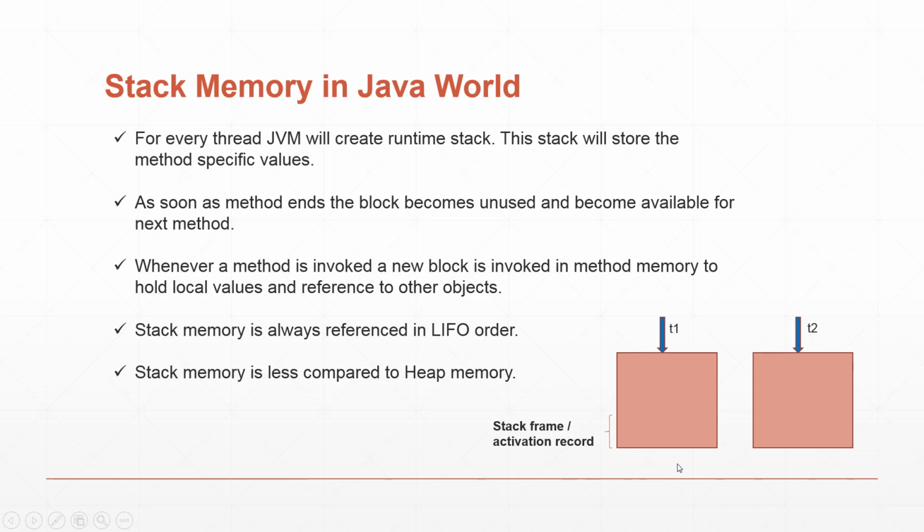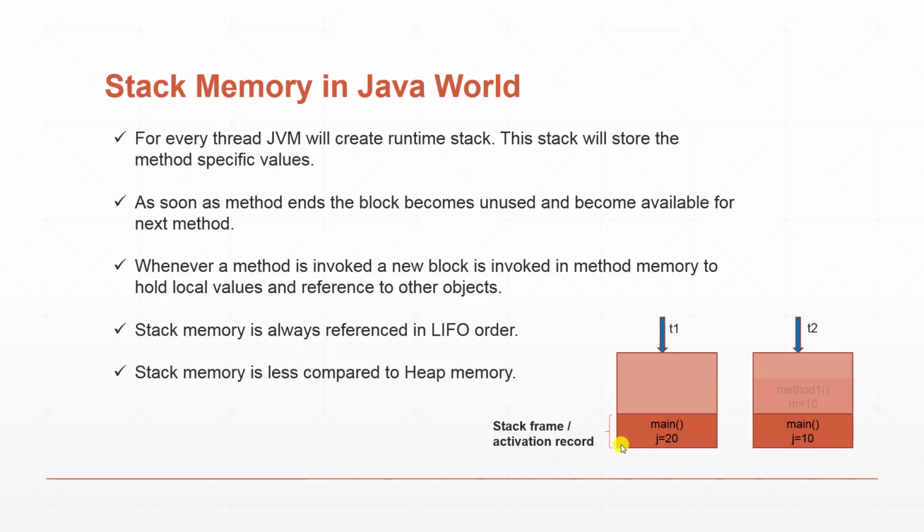We have here a diagram where every thread has its own runtime stack, and whenever a method is invoked, a new block will be created in the stack memory for the method to hold the primitive values and references to other objects. This block that's shown here is called a stack frame or activation record.